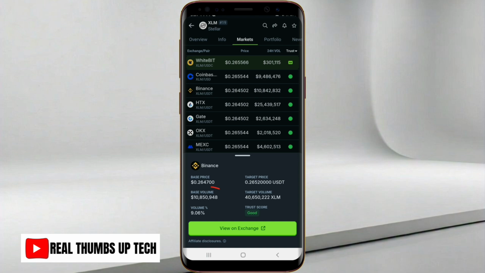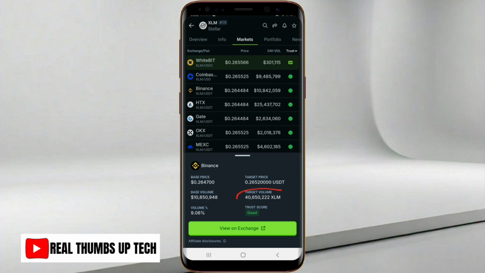Then you will see the base volume. The base volume shows how many coins people are trading at this base price, based on the particular exchange. This base volume also tells you how active the market is at that particular level.